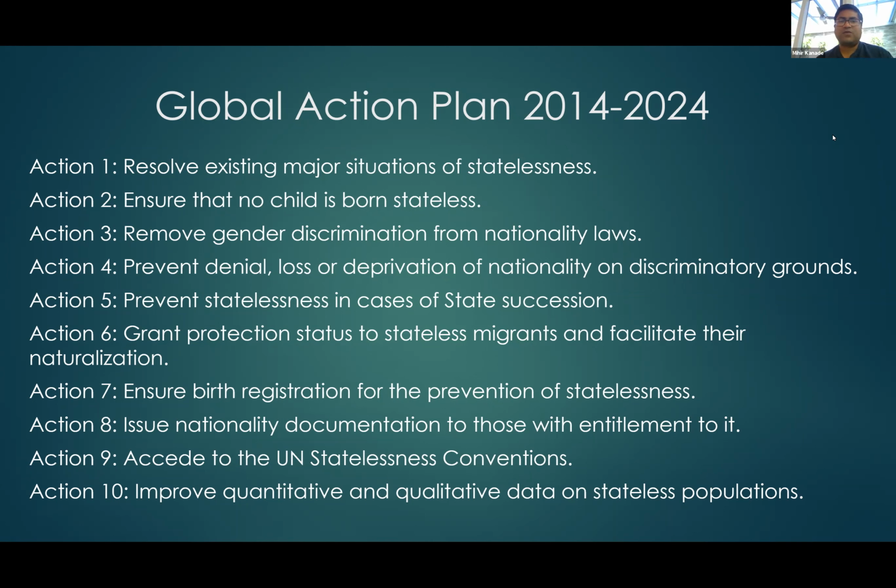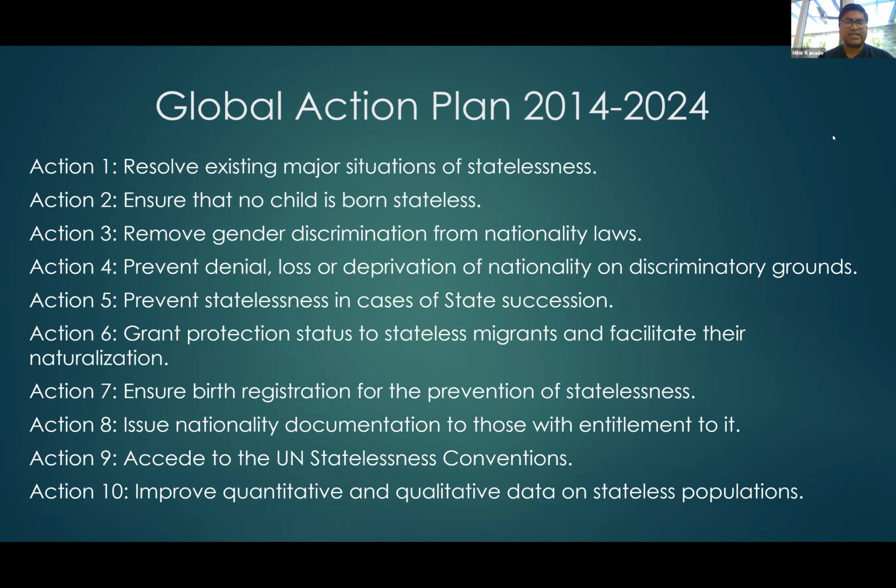Number one, resolve existing major situations of statelessness. Number two, ensure that no child is born stateless. Number three, remove gender discrimination from nationality laws, including some of the examples I gave you about Saudi Arabia and some laws where nationality cannot be conferred from the mother. Number four, prevent denial, loss, or deprivation of nationality on discriminatory grounds, such as is the case in Myanmar.